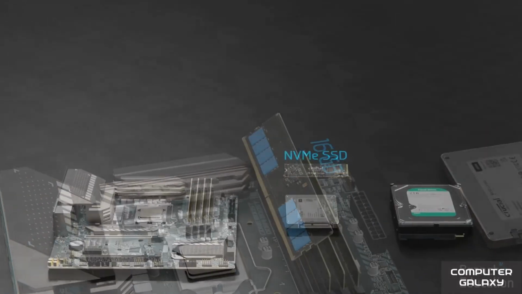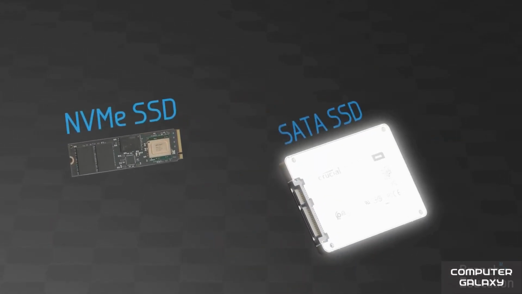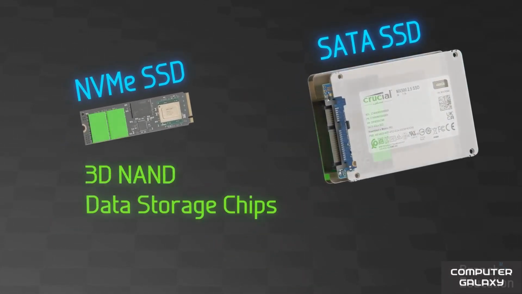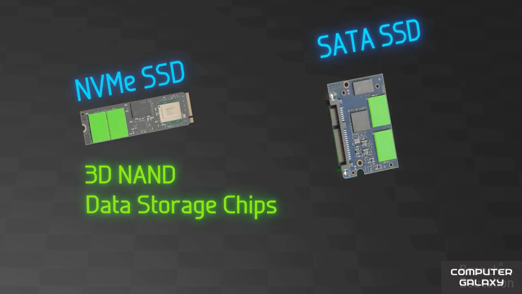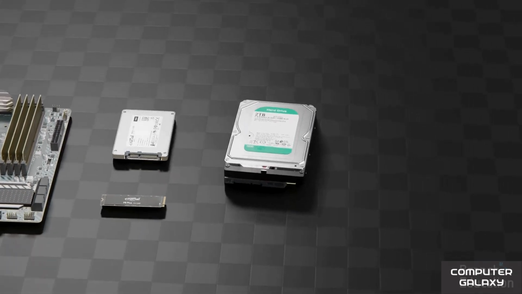Take a look at our 30 SSDs, which permanently store data in 3D array NVMe and SATA SSD. Both have a few 3D NAND data storage chips, a DRAM chip for buffering and holding the data mapping table, and a controller chip. Let's move on and dissect the hard disk drive.